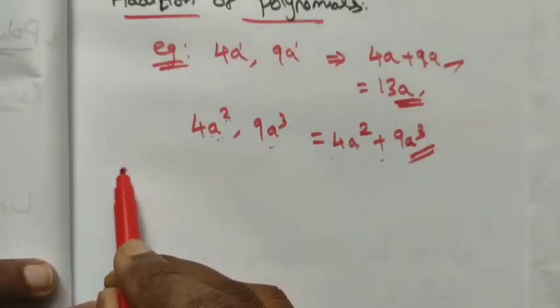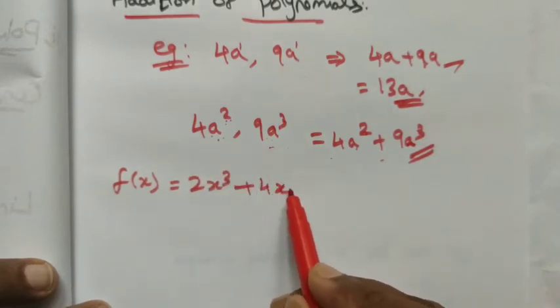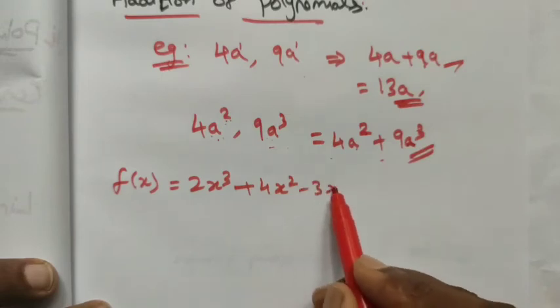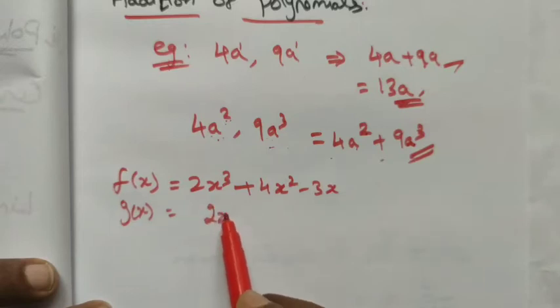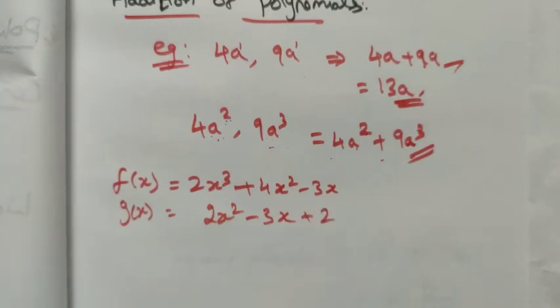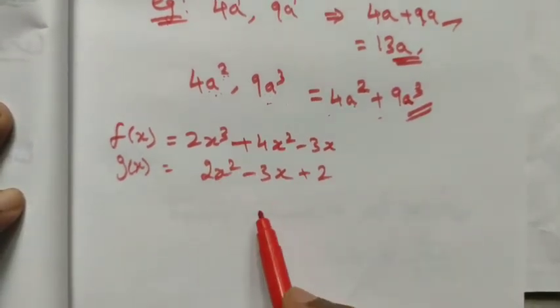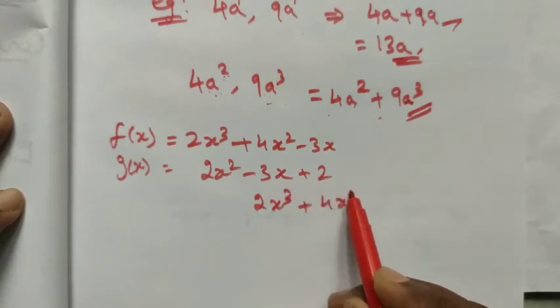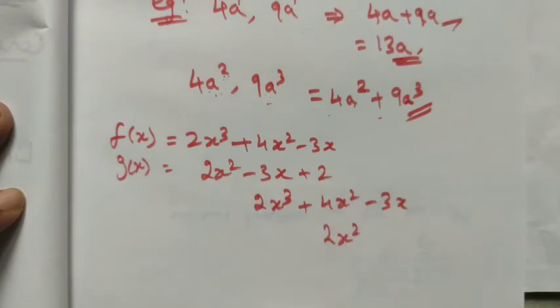Now the first polynomial we take as f of x. The polynomial is 2x cube plus 4x square minus 3x, and g of x is the second polynomial. We take it as 2x square minus 3x plus 2. We want to add these two polynomials. First of all we have to arrange them like this: 2x cube plus 4x square minus 3x. Second, write it in terms of x square, minus 3x and then the constant term.